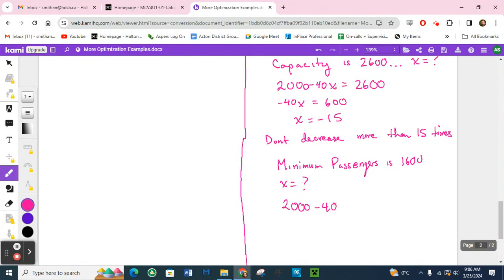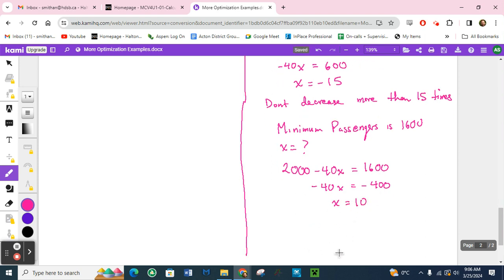2,000 minus 40x equals 1,600. Minus 40x. 1,600 minus 2,000, that's minus 400. You guys get 10? All right, if you increase the price more than 10 times, then you're below that minimum threshold for passengers. So we don't want to increase more than 10 times.